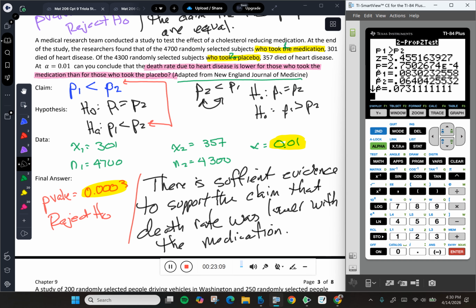You run the test, but you notice how the z-score just went from negative to positive? Our test statistic was negative 3.4 before. Now it's positive 3.4. But look at our p-value. It's the same number. Our p-values are the same number. And that's okay. That's how it should be. So even if you flip-flop the groups, some of this might look a little different, but your final answer is still going to be the same.